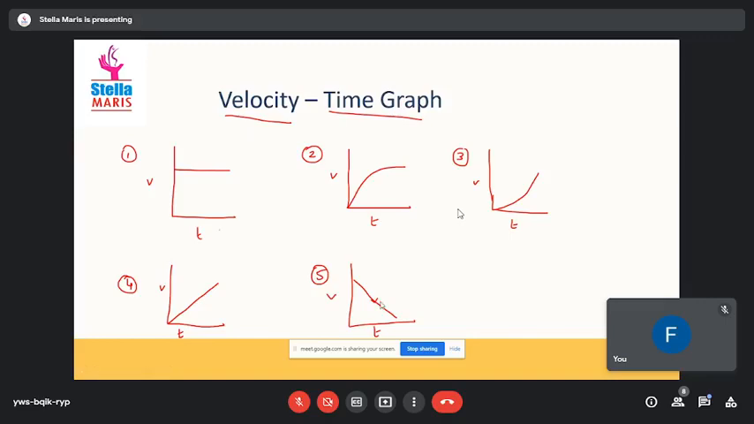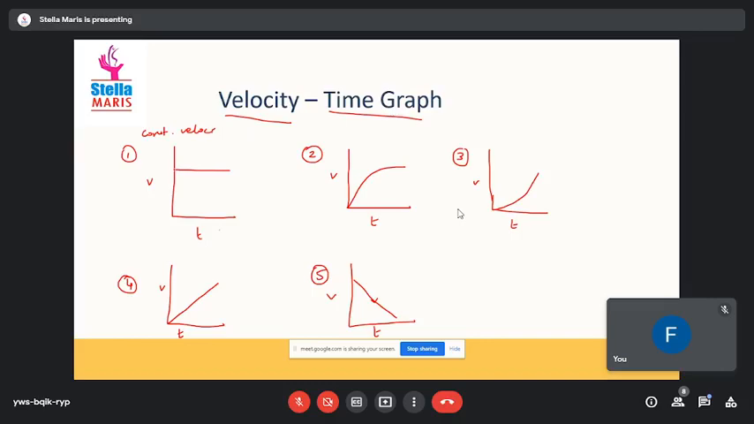So, what about the first one? What does the graph imply? Anyone? Come on, students, you can answer this. Constant velocity, sir. Very good. Constant velocity. The first one is constant velocity.